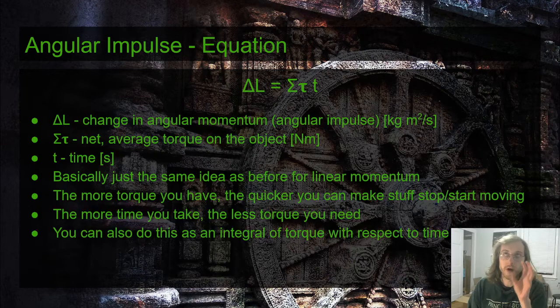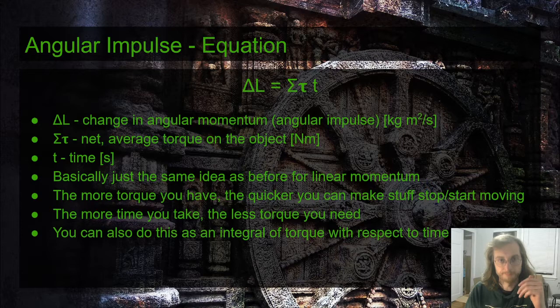The more torque you have on the object, the quicker the thing will stop moving, or the quicker the thing will start moving. The more time you take to do it, the less torque you will need. This can also happen with an integral. So you can also just do the integral of torque with respect to time, and it'll work just the same.